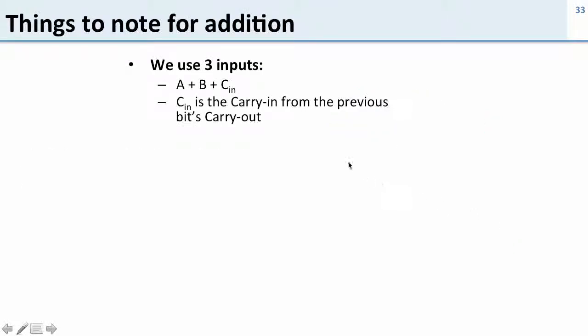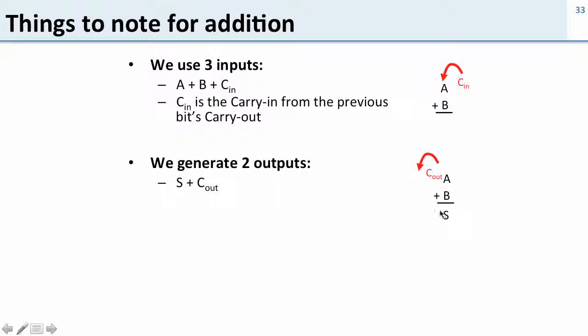So a few things to note here. We used 3 inputs in addition. We got A and B, the numbers we're adding, plus the carry in. So here was the way we did that. We had A plus B, and we had the carry in from the number before that. Addition generates 2 outputs, the sum and the carry out. So here's the sum we get from A plus B and the carry out. So an adder has 3 inputs and 2 outputs.